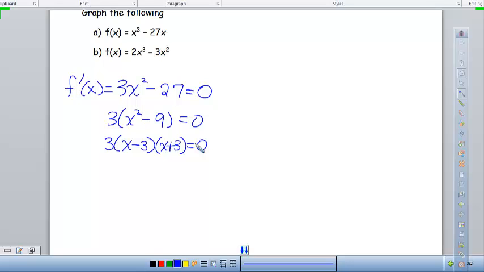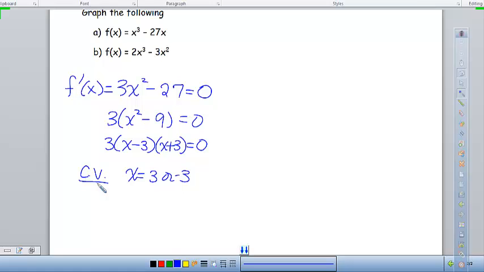And so we're going to set each of those equal to 0. We get critical values are x equals 3 or negative 3. Very good. Okay, these are our critical values. All right. So they suggest that we go on and figure out, because we're going to plot these eventually, what the y-coordinate is as well.